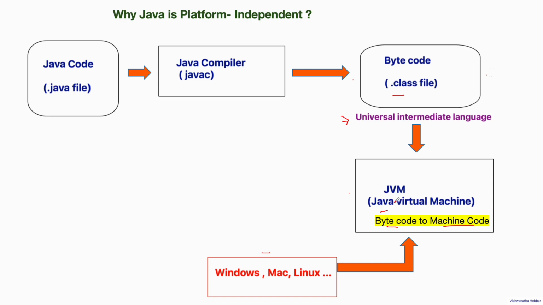As long as you have a JVM installed on your machine, you can run the Java code, right? So this JVM can be installed on different operating systems such as Windows, Mac, Linux. That is why Java is called a platform independent programming language.